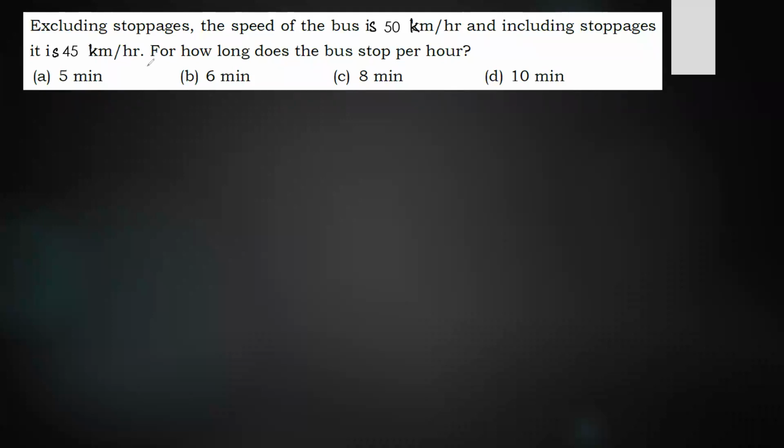Change the timing for question number 10. Initially 50 kilometers per hour, and then due to stoppages, the speed reduced, so it should be 45. For how long does the bus stop per hour? Yes, is that correct? Good. Yes, Kananga, Aishwarya, good.